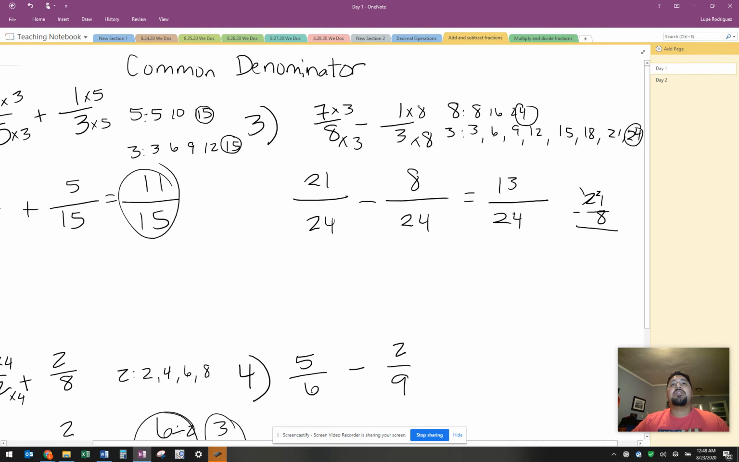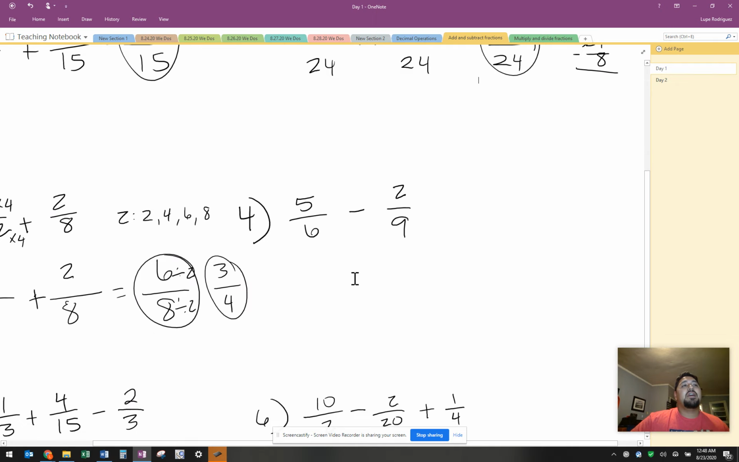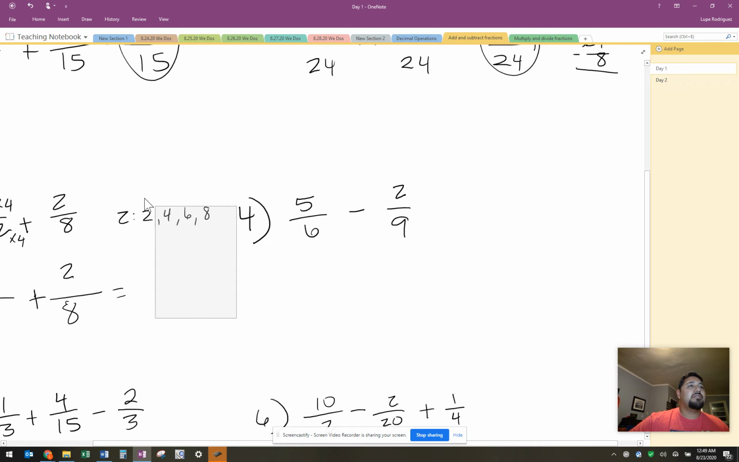13/24ths. Now I know 13 is a prime number, so you cannot reduce that any further. That is your answer. All right, now we're going to go over number 4. I'm actually going to erase some of this to make a clear section so that way we can see. Only focus on this.